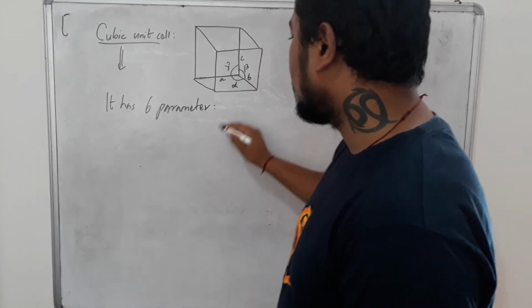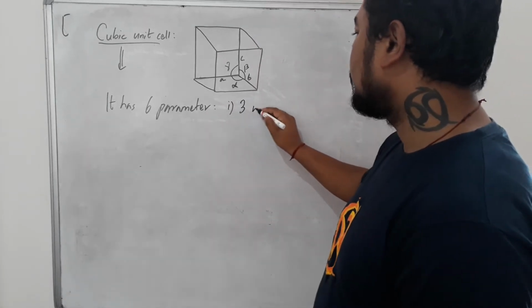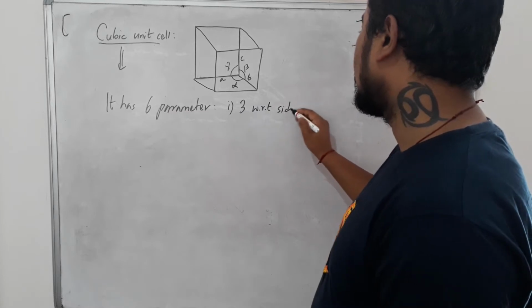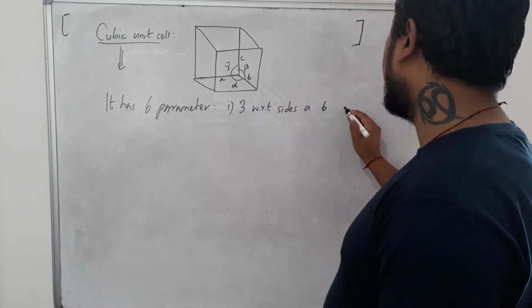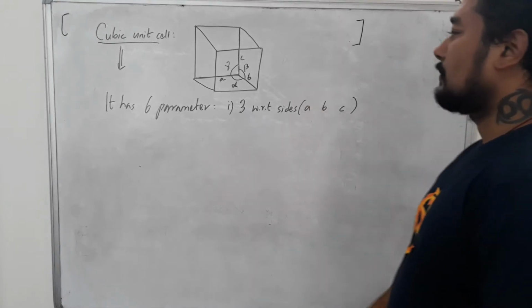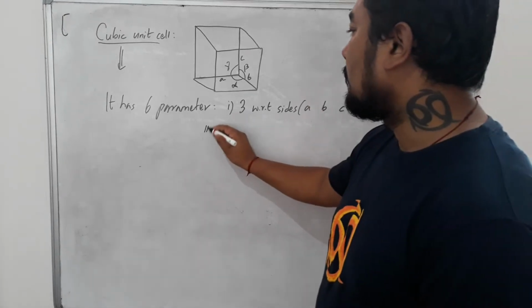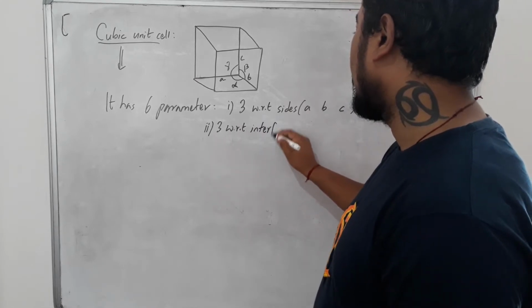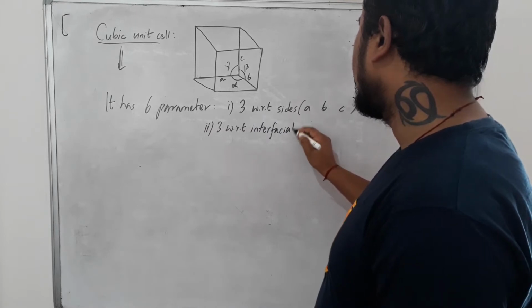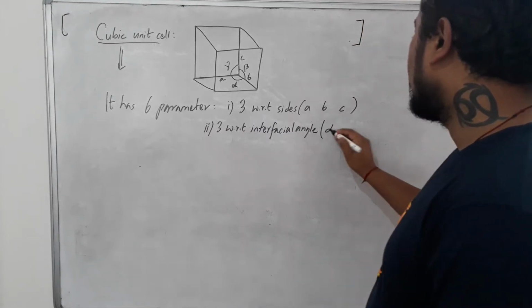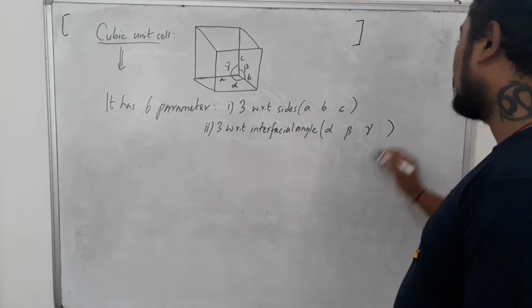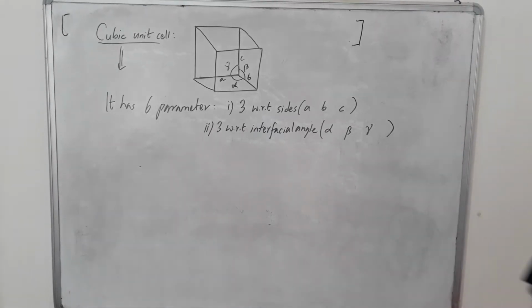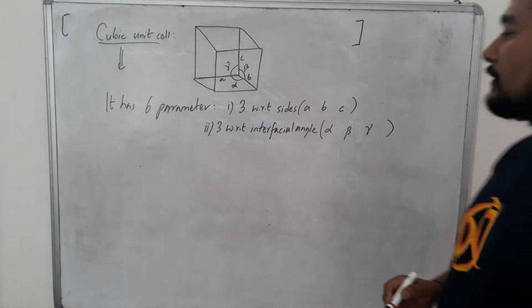It has 6 parameters. Number 1, 3 with respect to sides, that is A, B, C. And number 2, 3 with respect to interfacial angles, that is alpha, beta, gamma. So do remember, students, a cubic unit cell has 6 parameters: 3 with respect to sides A, B, C, and 3 with respect to interfacial angles alpha, beta and gamma.